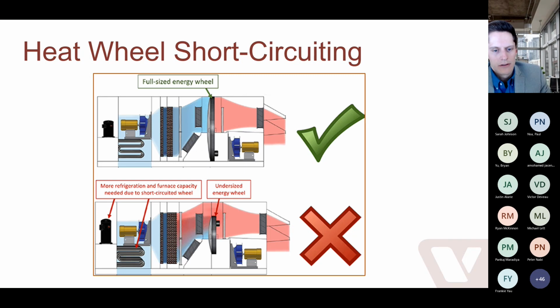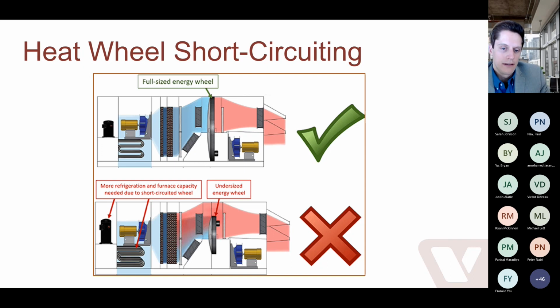Another consideration when looking at a wheel is some manufacturers we've seen will short circuit the outside air or part of the outside air around that wheel. And the reason they'll do that is to get a smaller box size, essentially. But what that does is it sacrifices the amount of energy recovery that you're doing with that wheel. So that means your downstream systems, your heating equipment, your cooling equipment, they have to pick up more of that load because you're not doing as much energy recovery.